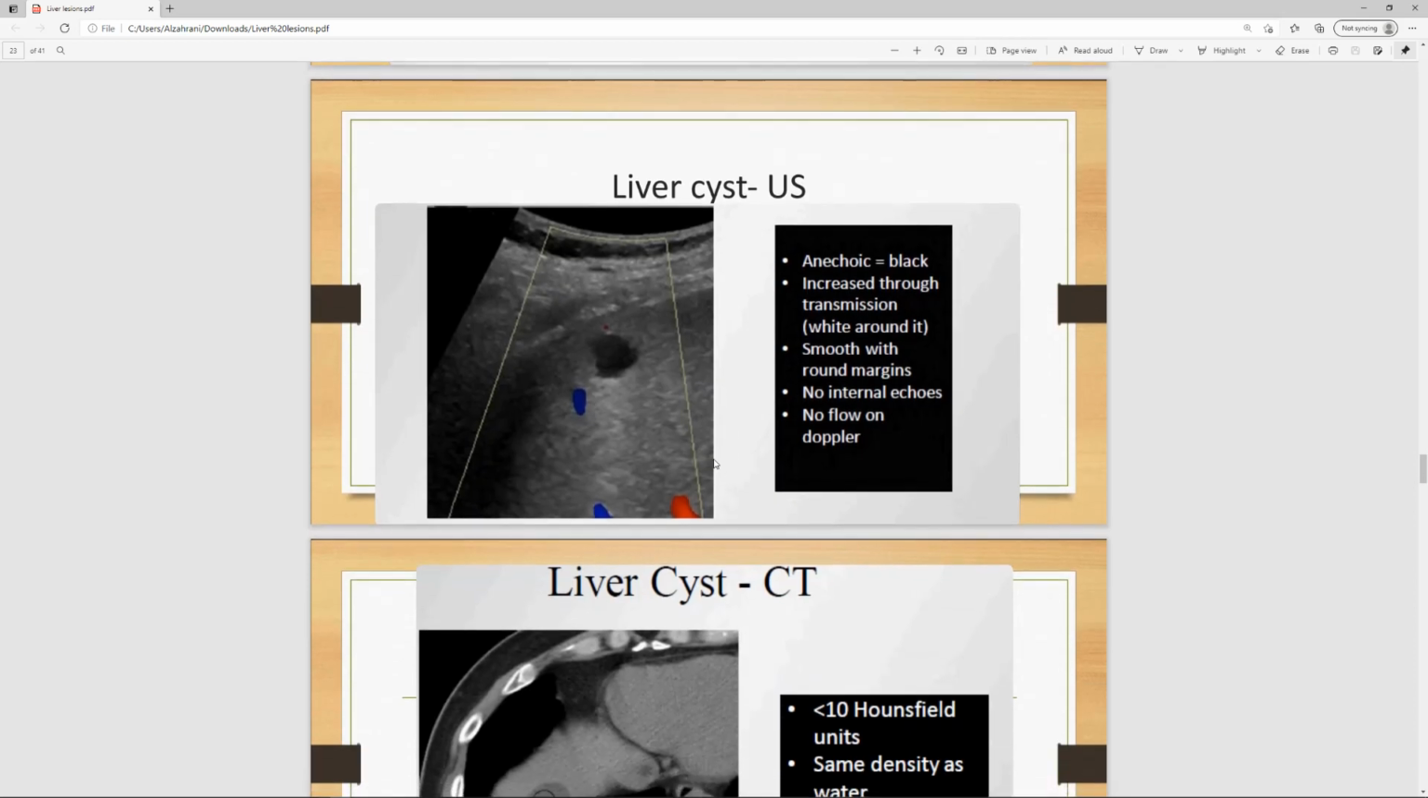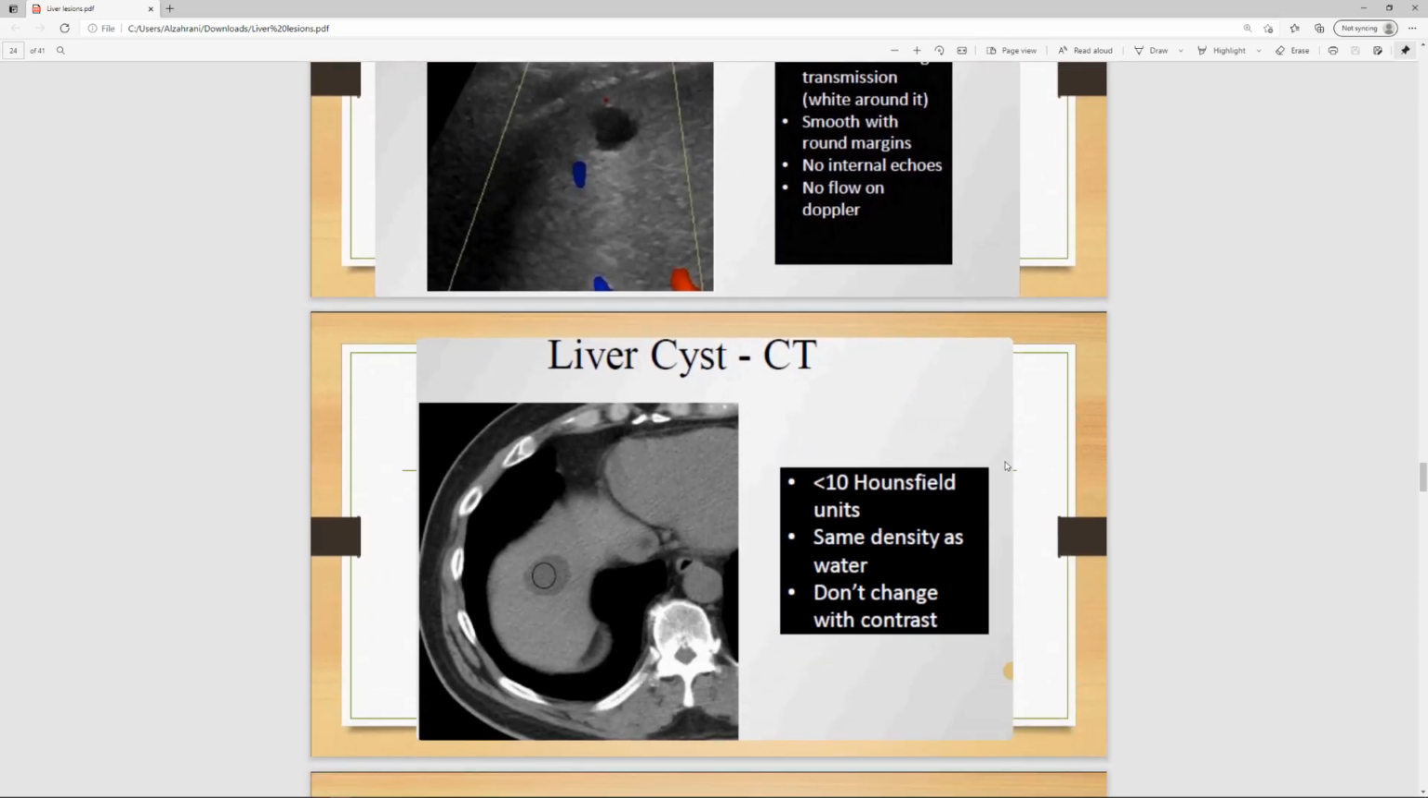Okay, again here is liver cyst, but with the CT. Less than 10 Hounsfield units. It is the same density as water, as we told you earlier. It is filled with water. Doesn't change with contrast.